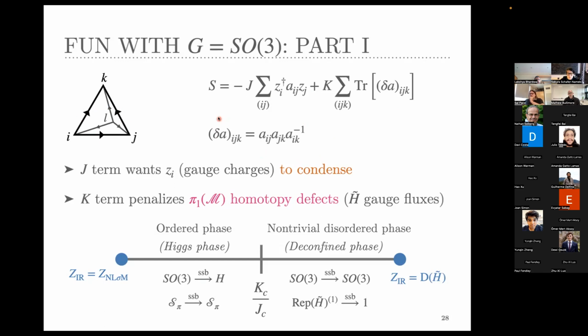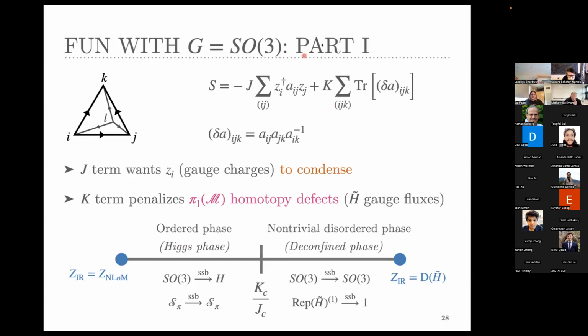So we can get a quick idea of what the phase diagram is. This J term wants the gauge charges, the Z's, to condense. But remember, the Z's transform under an SU2 transformation, so you should smell that there's some symmetry breaking that should happen as well. And you could show that with the SU2 transformation and the H tilde gauge fields, it produces a symmetry breaking pattern that's the same as SO3 gets broken down to H. So the Higgs phase of this model is the same as the ordered phase of this model. And furthermore, because the gauge charges are condensed, the gauge fluxes will confine. Remember, the gauge fluxes are how we're modeling the homotopy defects. So the homotopy defects will confine, and we know that means that any emergent symmetry will not be spontaneously broken.